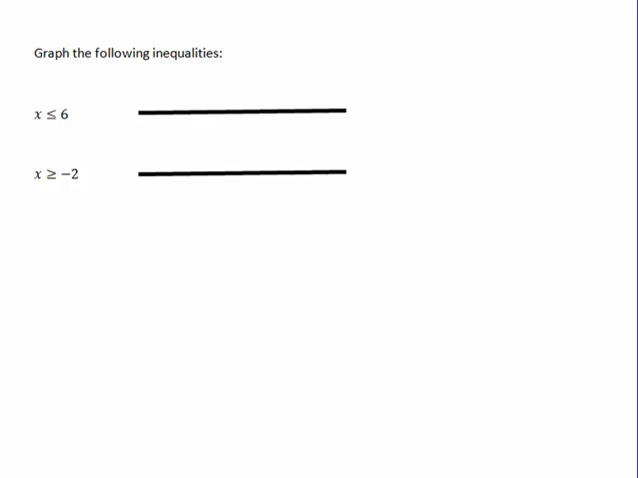Okay, so here we're looking at the 2.6 guided notes, and for this, we're going to take a look at compound inequalities. But before we do, I just want to go back over this idea one more time. So I want to graph the following inequalities, and this time I want to make my number lines match. So here we have 0. So my number line for both of these I want to match.